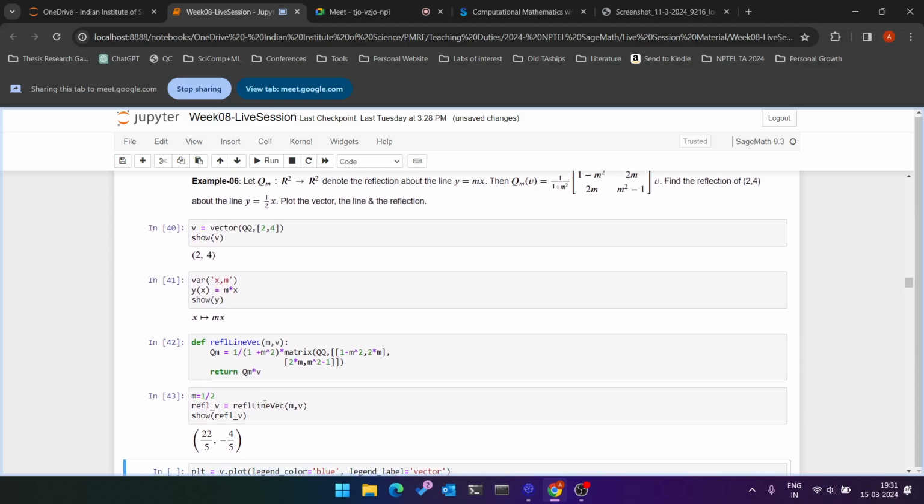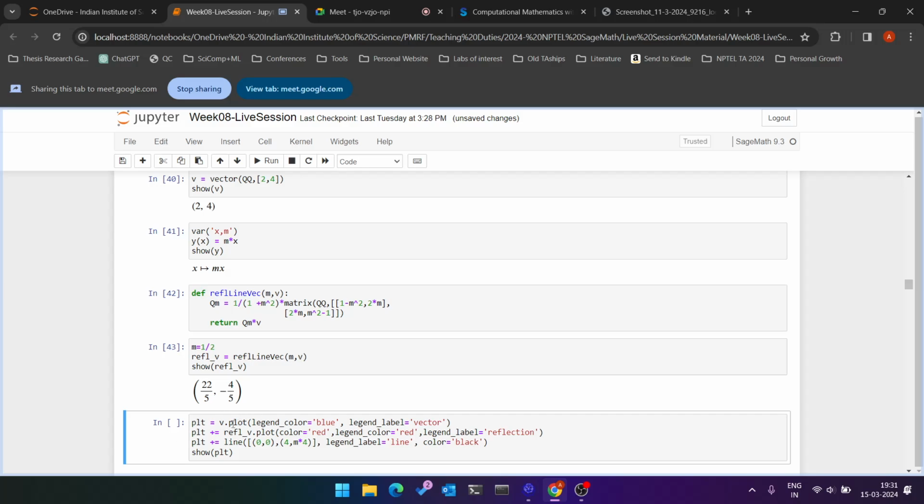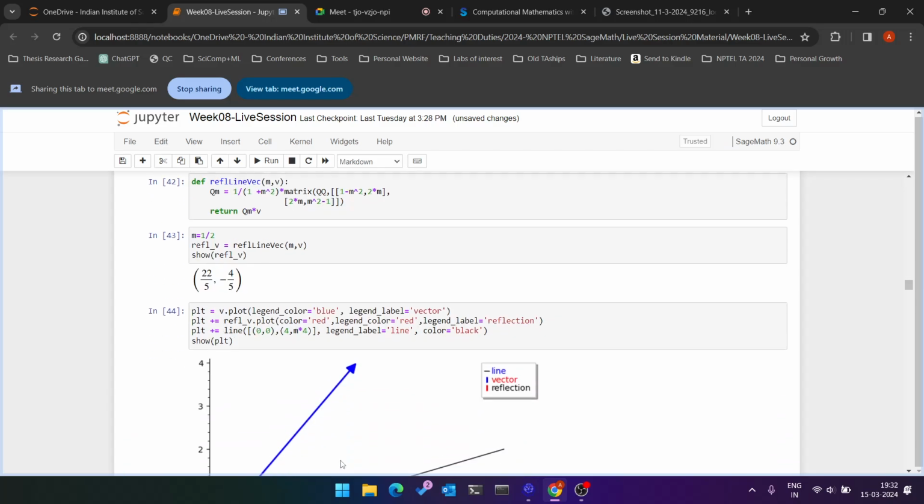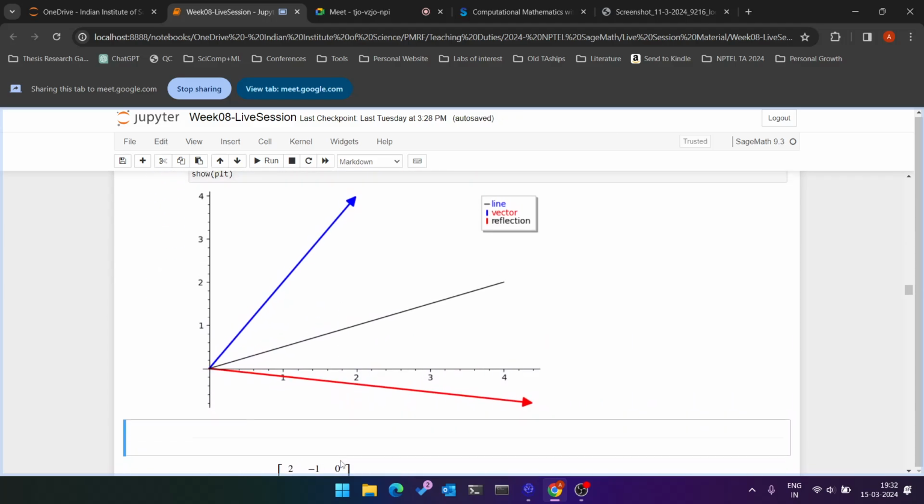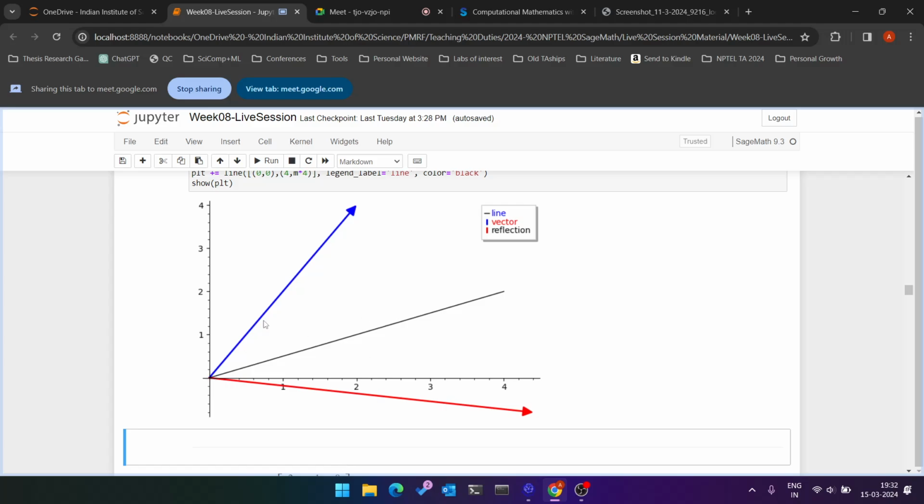Finally, we plot all the relevant output, which is the vector v, the reflection of the vector v about the line, and the line itself. So the line is again defined by the two endpoints of the line, origin and some point k comma mk. So here I have basically chosen 4 comma 4m, and if I plot this, this is how my output looks like. So this is my vector v, this is my reflection, and the blue one is my line.